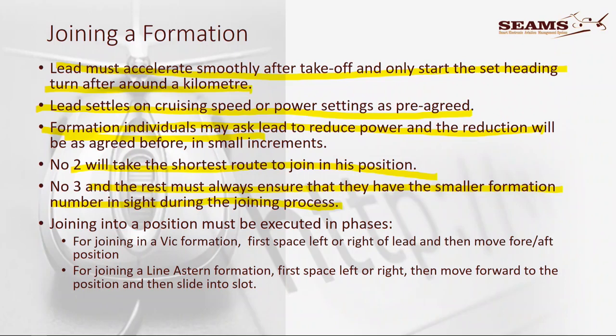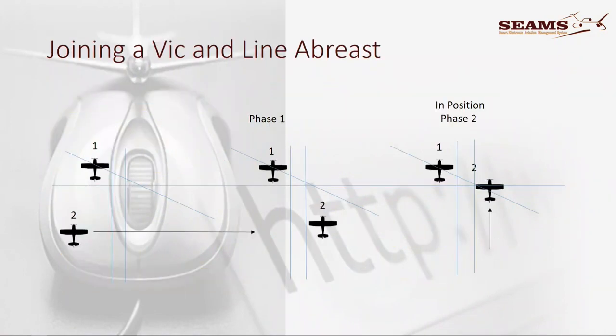All right, let me just go there. Joining into position must be executed in phases. For joining in Vic, first space, left, right, then for aft, and I'm going to show you the pictures now. For joining line astern, first space, left, right, then forward. So let's just look a little bit here.